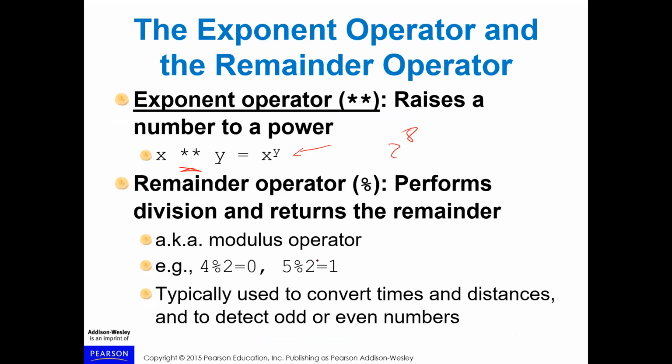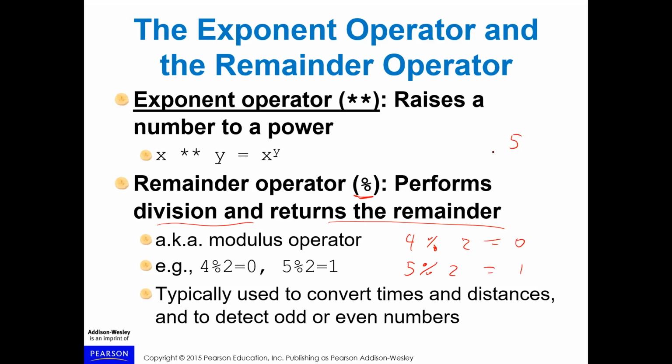The modulus, this is really nice. Sometimes when you implement complex logic, you use things like modulus, right? The remainder operator performs division and returns the remainder. So for instance, 4 modulus 2, the remainder is 0 because they're even numbers. 5 modulus 2 returns 1, right?